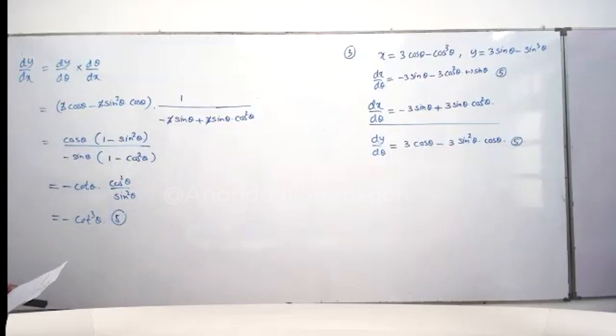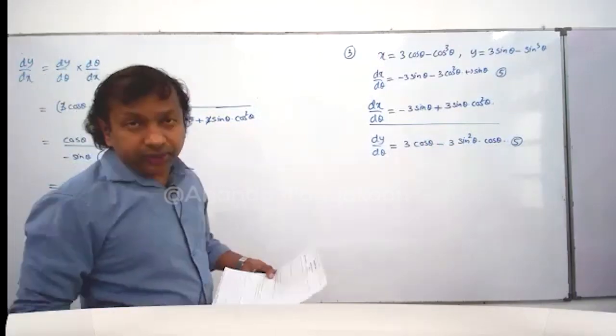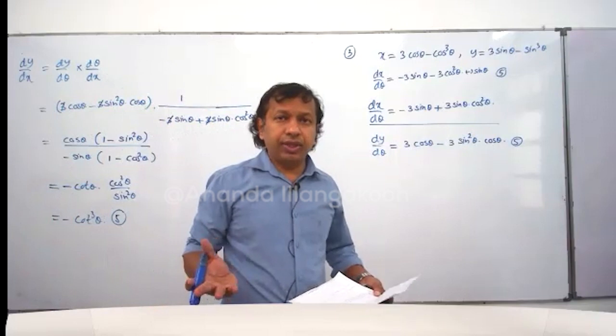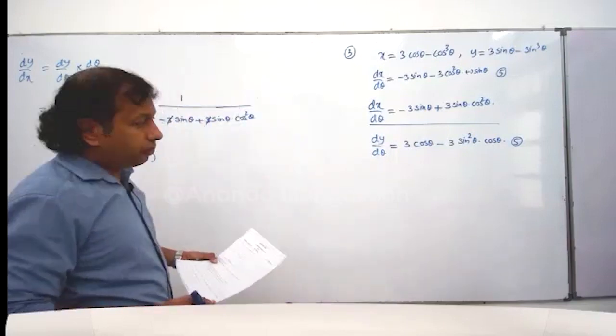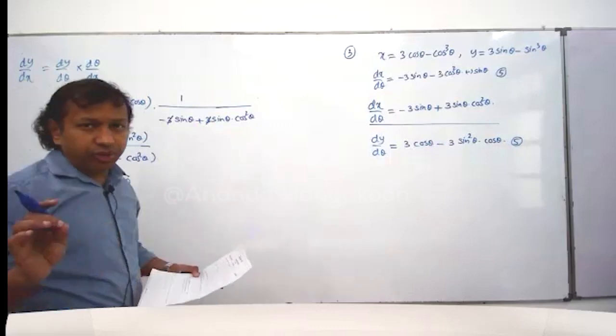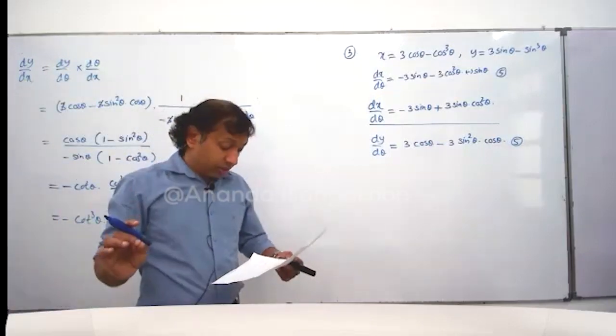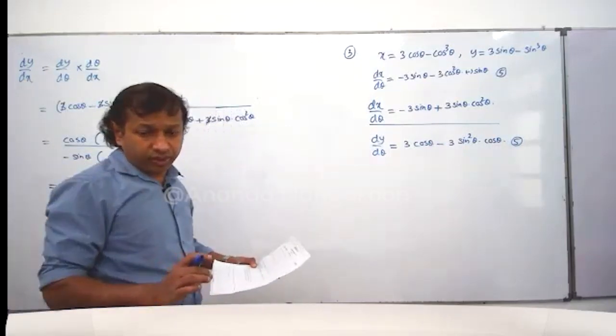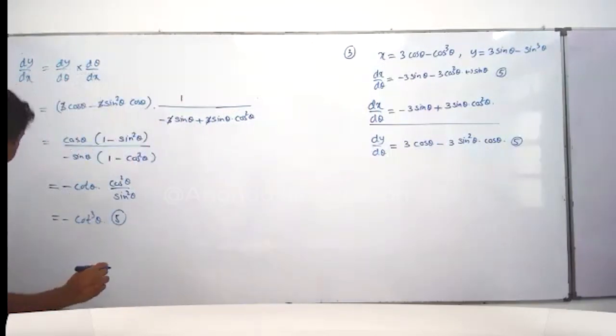Find the coordinates of the point P on the curve C at which the gradient of the tangent line is minus 1. Gradient of the tangent means what, people? dy by dx, no? Then we need the value of theta for dy by dx to be minus 1, right?